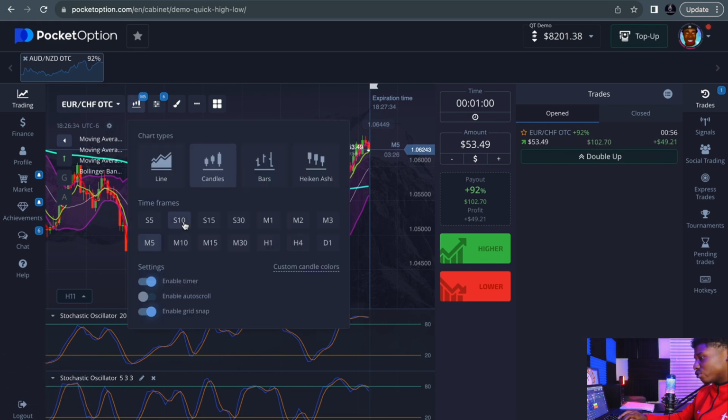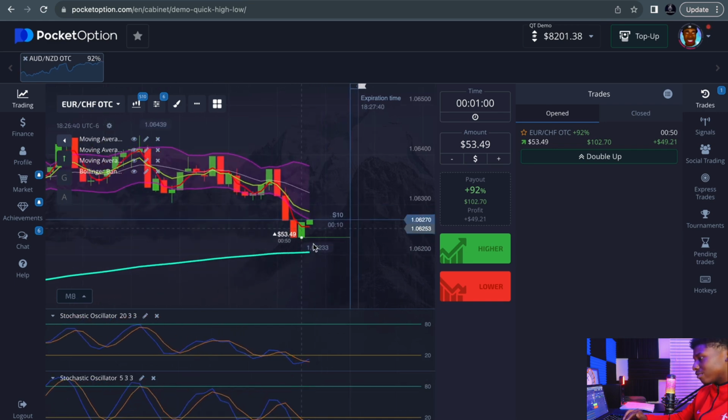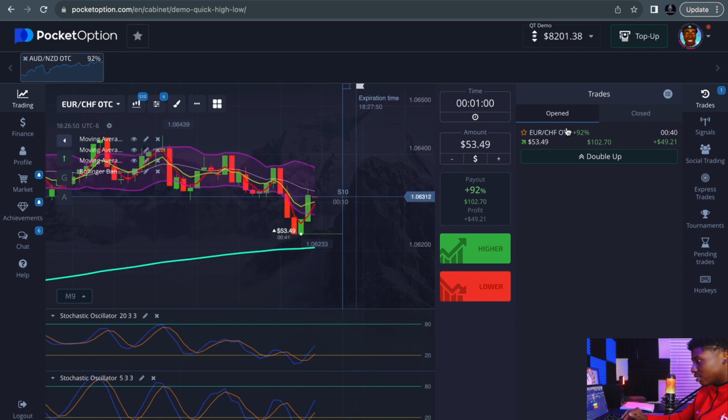Let's make sure we're correct on this 10-second time frame. As you can see, we're oversold over here on the stochastic on the 10 seconds, and we have a sniper entry even though I wasn't even on the 10-second time frame. So we have a sniper entry right here, guys, and as you can see, we're going up. We have 42 seconds left.